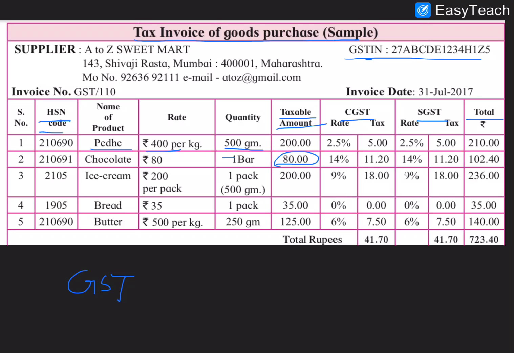So the actual amount is 80 rupees, but when GST is applied to the actual amount, we pay 102.40 rupees for a bar of chocolate. The same is for the rest of the items.